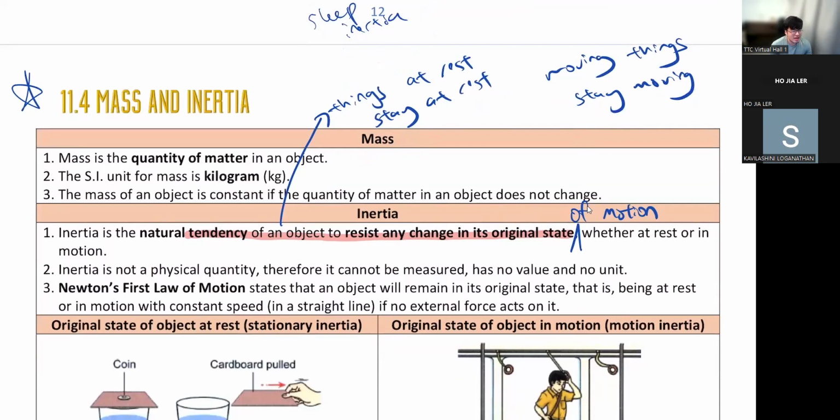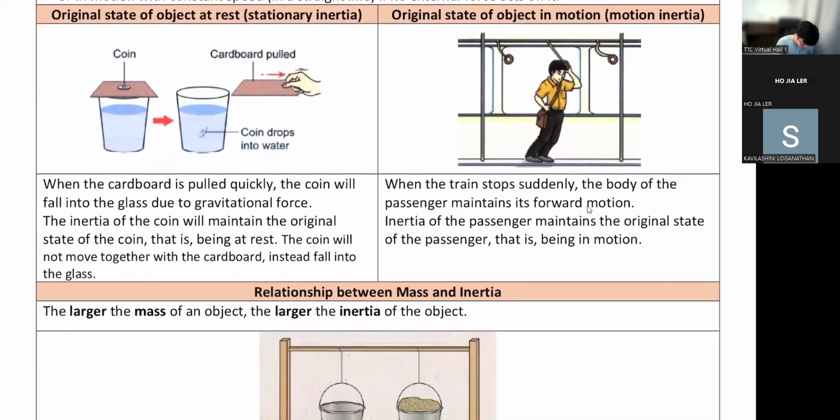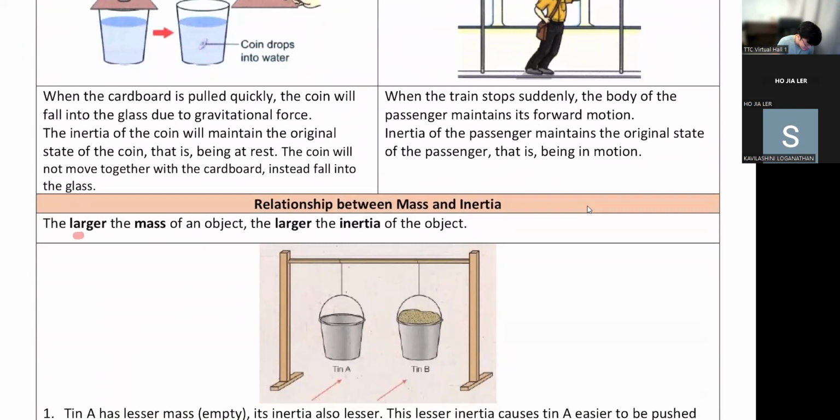So here's the thing, guys. The larger the mass, the larger the inertia. It is very easy to push a bicycle, very easy to stop a bicycle. But it is very hard to push a car, also very hard to stop a car. So this is what I mean by larger mass, larger inertia, right?